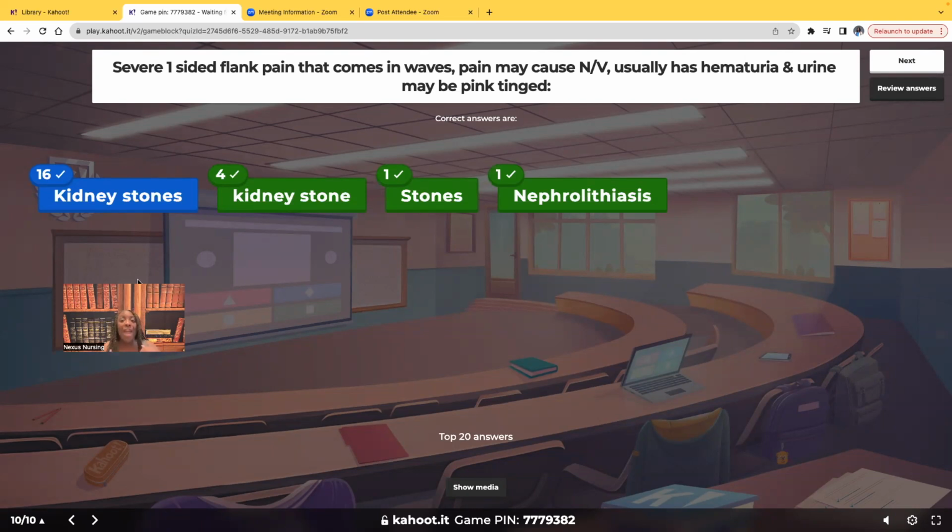Comes in waves. Why comes in waves? Because that stone can move, right? So you have the pain, then it kind of goes away a little bit, then it comes back, then kind of goes a little bit. Nausea and vomiting, hematuria. That urine may be pink tinge from the blood.